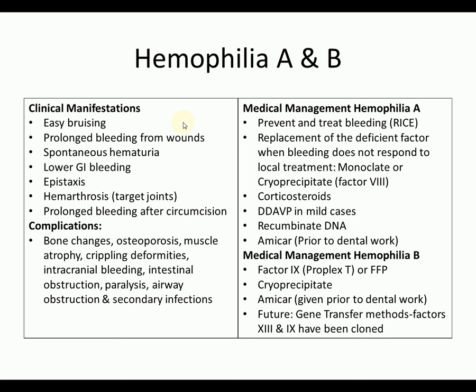Your medical management for hemophilia A will be prevention and treatment of bleeding using your RICE: rest, ice. Okay, you remember your RICE? Replacement of the deficient factors when bleeding does not respond to local treatment: Monoclate or cryoprecipitate factor VIII. You're going to have corticosteroids, DDAVP in mild cases, and recombinant DNA. Amicar should be given prior to any dental work.